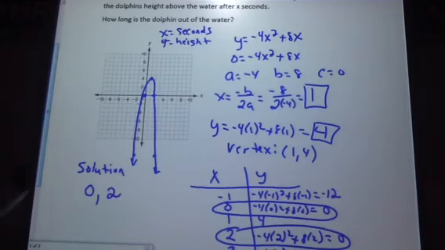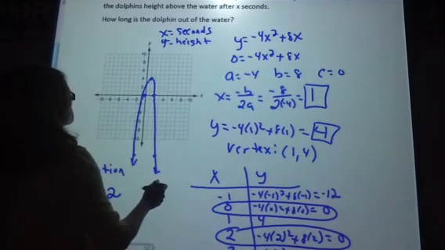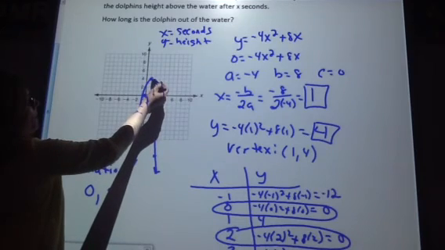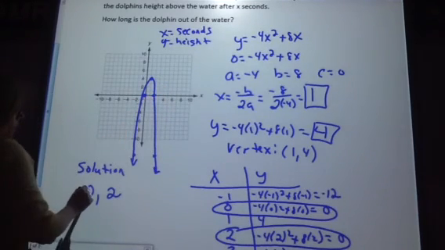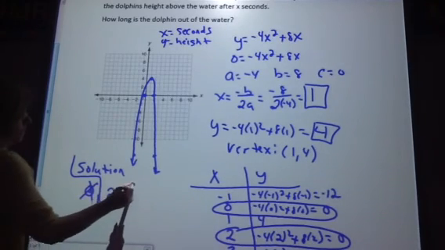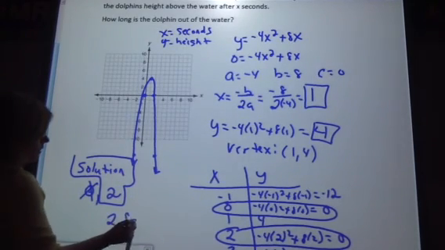Okay, but the dolphin is out of the water, okay? So can it be out of the water 0 seconds? No. So our solution is 2 seconds.